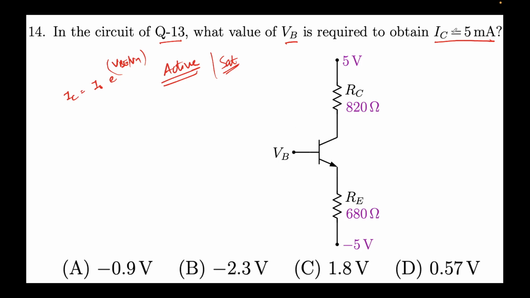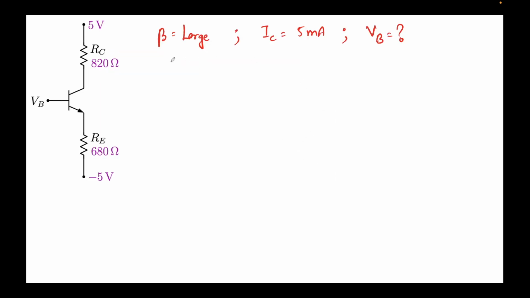Now we want the current to be increased to 5 milliamps, and we are required to find the value of VB here. So let's do that now. Again, beta is large. What will be the implication of beta being large? We'll again assume IE is approximately equal to IC, because IB will be very small. This time IC is 5 milliamps, and IE is approximately equal to IC. These are the node voltages that we want.